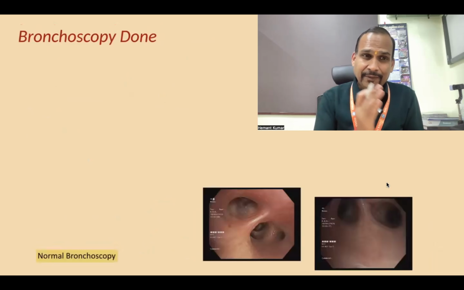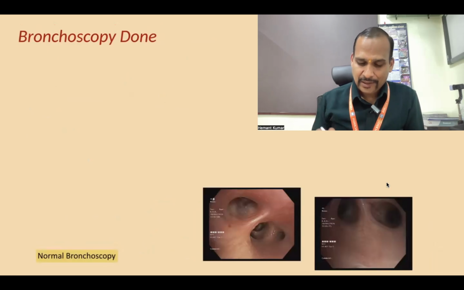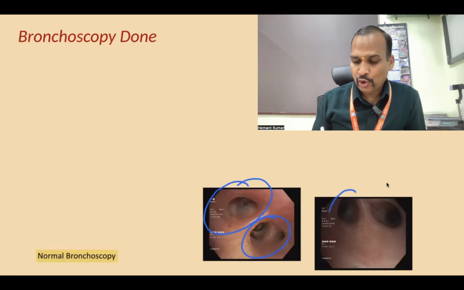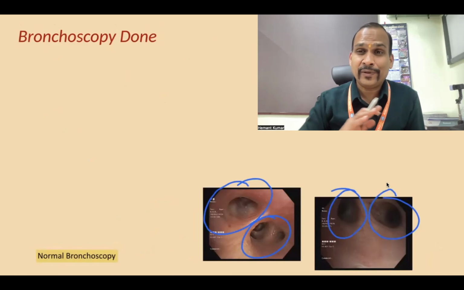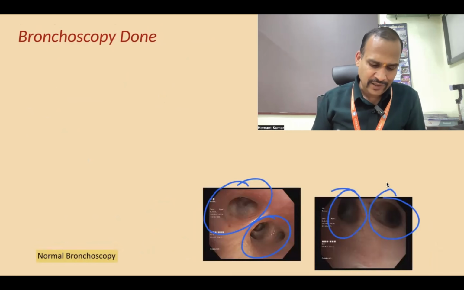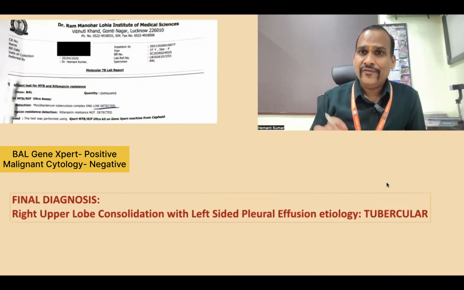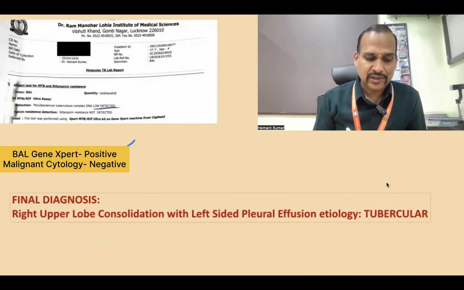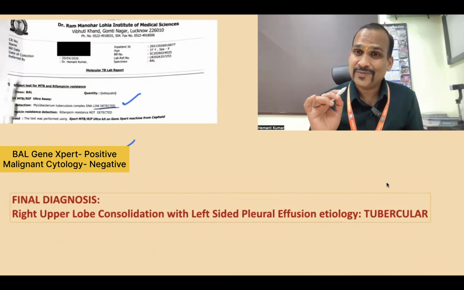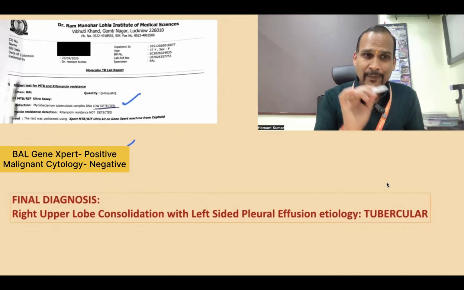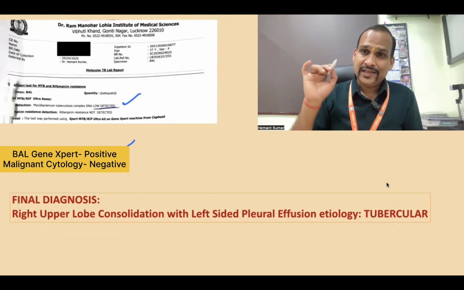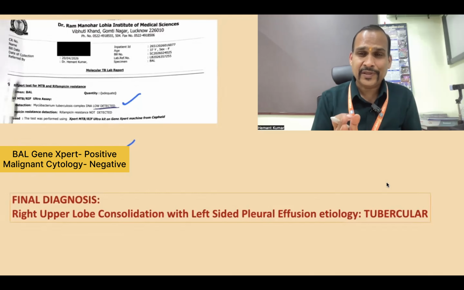So we have done bronchoscopy in this patient. On bronchoscopy, there are normal bronchi. There is no obstruction. All bronchi are perfectly patent. So this was a normal bronchoscopy. We have taken BAL, and we have sent it for tuberculosis and for malignancy. BAL GeneXpert is positive, though low detected, it is positive. So BAL positive for GeneXpert means this is a confirmed, 100% case of tuberculosis.